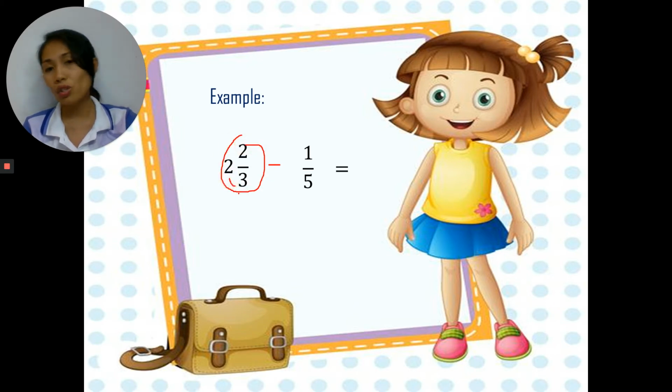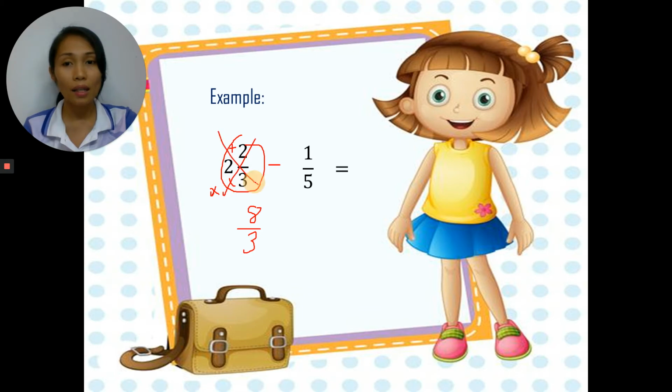How are you going to change this? 3 times 2 is 6. 6 plus 2 is 8. The denominator is 3. Then that is our improper fraction. Now that we got that, we're not going to use the given mixed number anymore. So we'll use this new improper fraction in the subtraction.